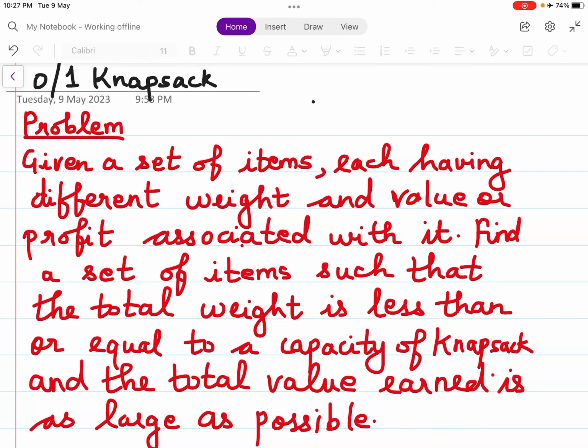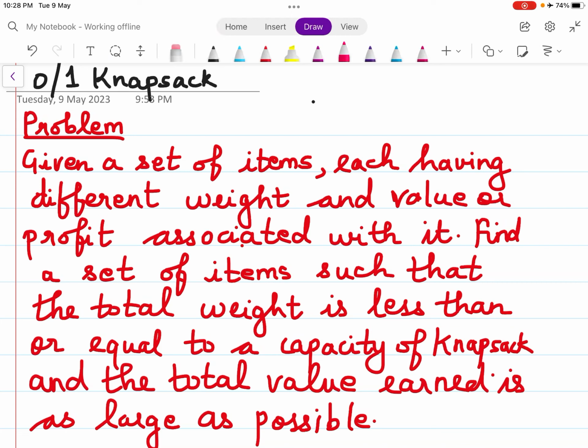So, 0-1 knapsack. Given a set of items, each having different weights and value or profit associated with it, find a set of items such that the total weight is less than or equal to the capacity of the knapsack and the total value earned is as large as possible. So what is a knapsack? A knapsack is a sack. Sack means a bag or gunny.